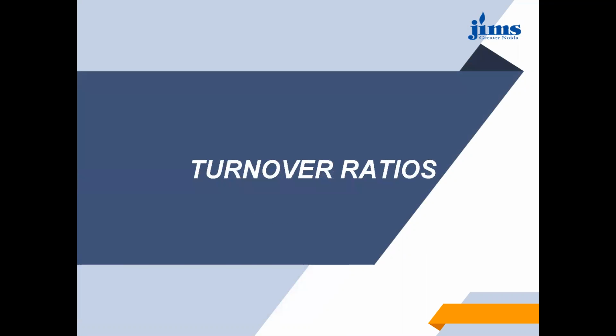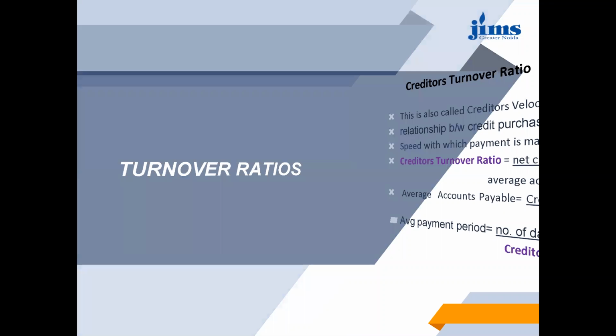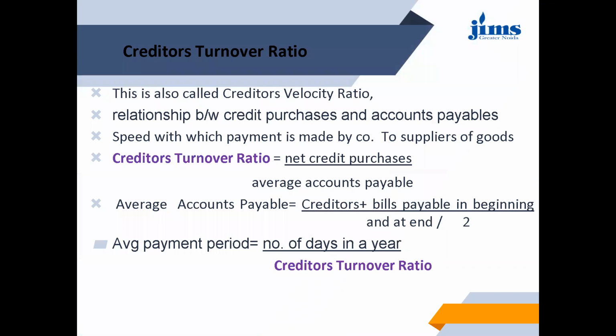In the previous lecture, we started with turnover ratios. We discussed the debtor turnover ratio, stock turnover ratio, and capital turnover ratio. Now we'll discuss further turnover ratios. One of them is the creditors turnover ratio. It tells us the relationship between the credit purchases of the firm and the accounts payable. It tells us the speed with which payment is made by the company to the suppliers of goods.